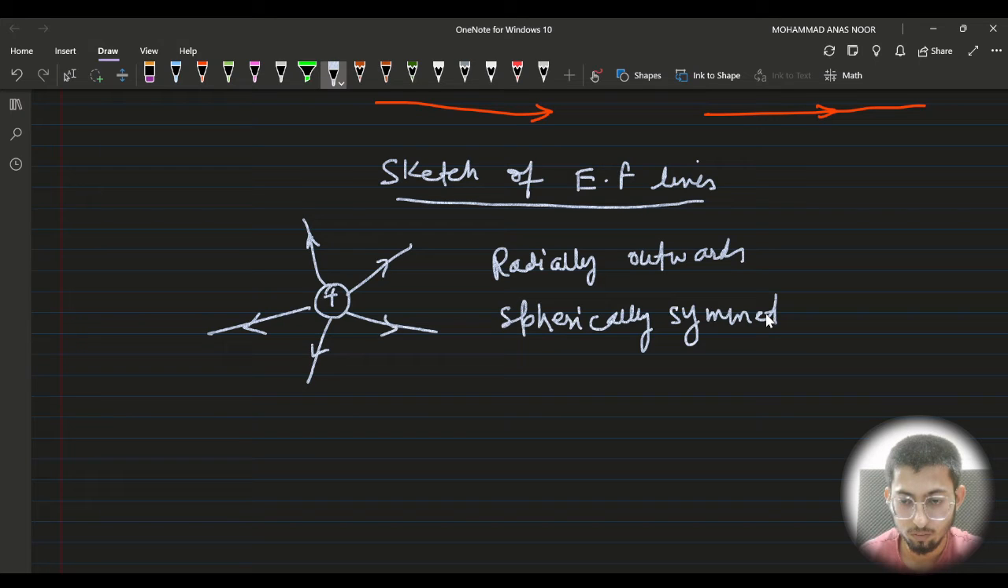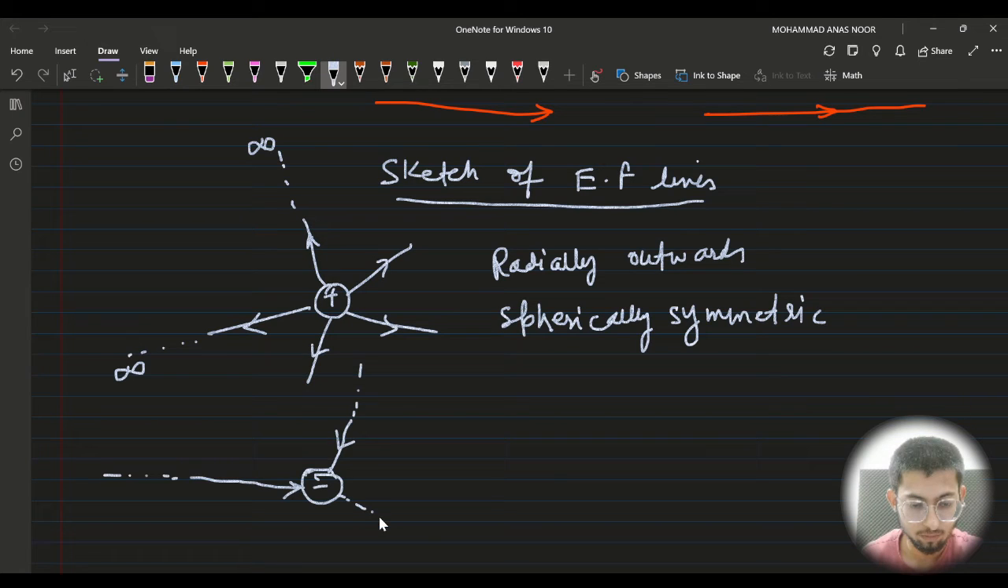And they extend up to what? They go on up to infinity, correct? Similar is the case of a negative charge, except that the direction would be opposite. They come from infinity and end at this charge. So this is the case for a negative charge. The symmetry is the same. They are radially inwards.